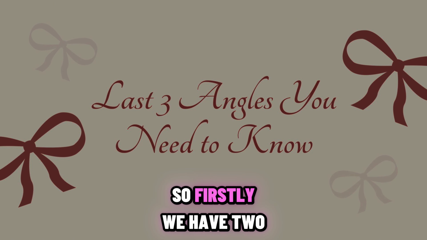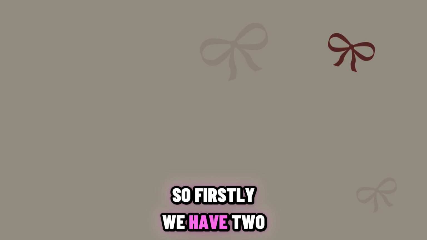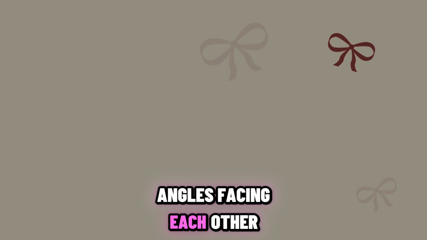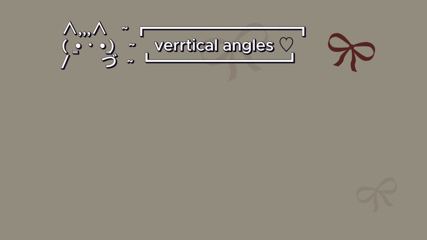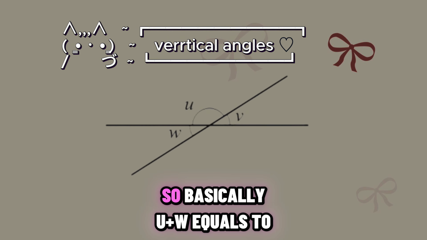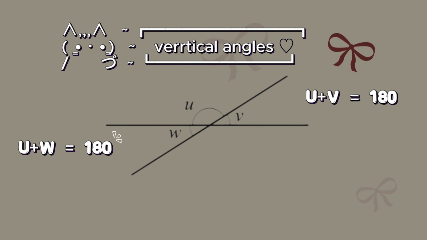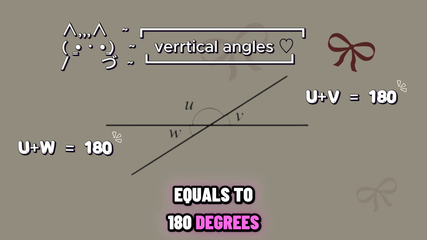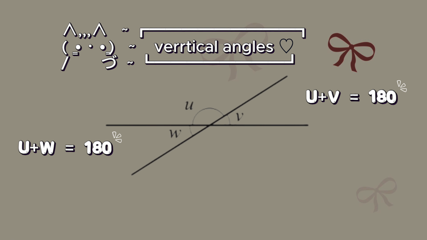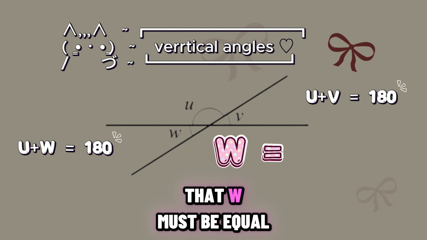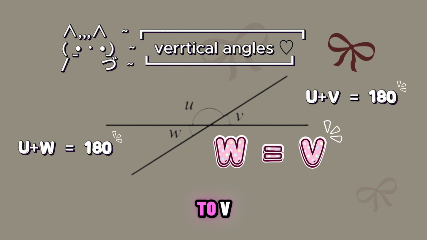So firstly, we have two angles facing each other like an X. Vertical angles that look like this. So basically, U plus W equals 180 degrees. U plus V equals 180 degrees. And that means that W must be equal to V.